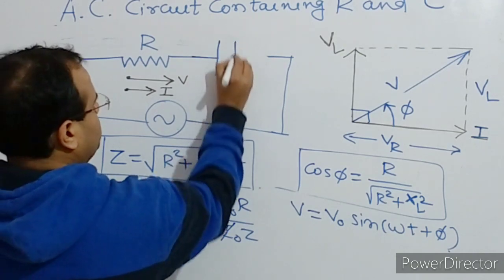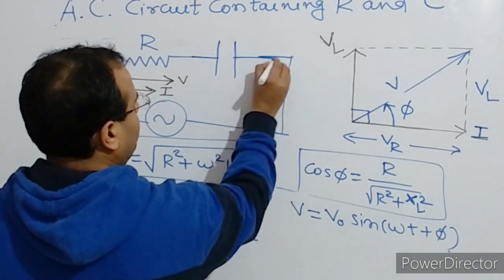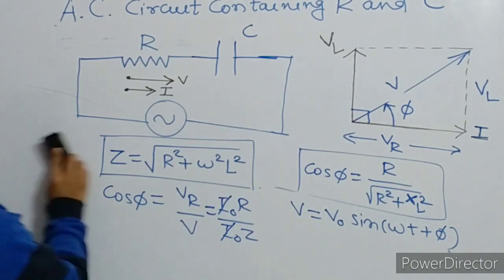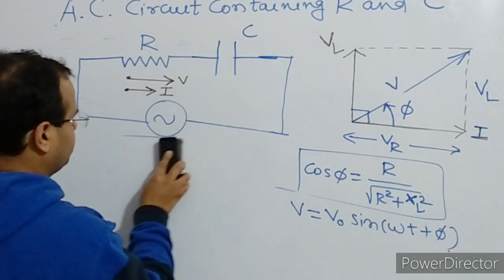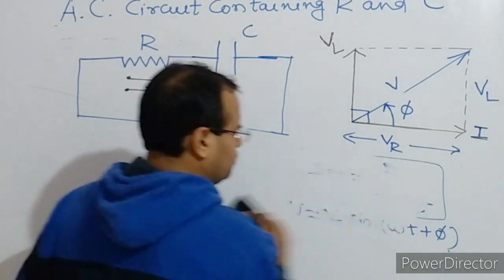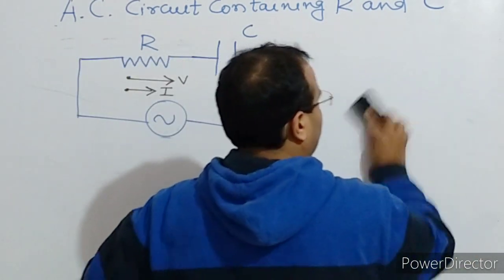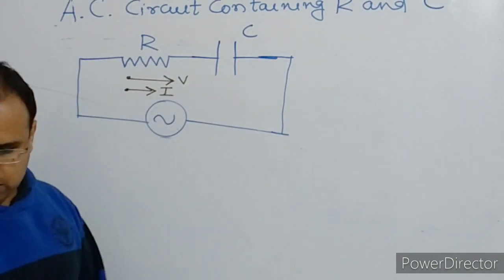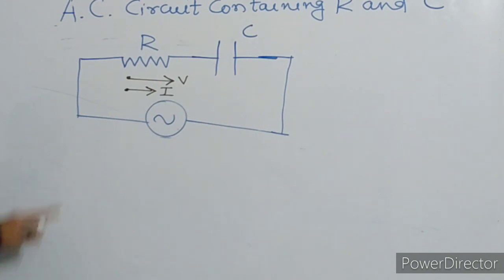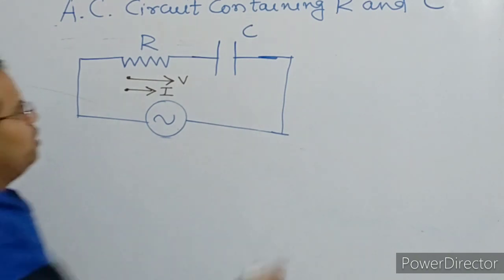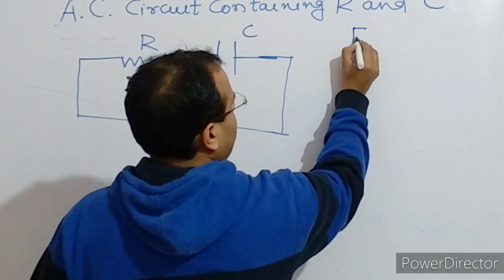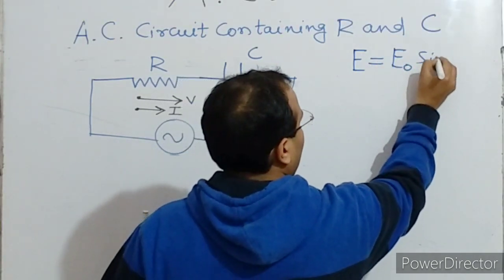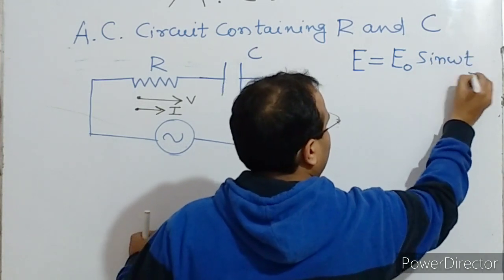So this is the capacitor. Now this is C. Now what happens when the resistance and capacitor are there, let us try to understand the behavior of a capacitor in an AC circuit. When the AC circuit is there, the alternating EMF is given by E equals E naught sine omega t. This is equation number 1.